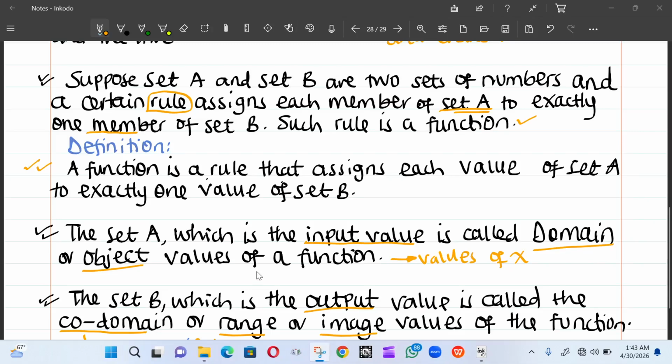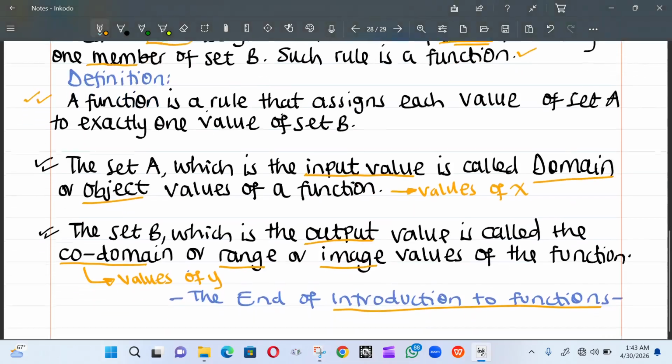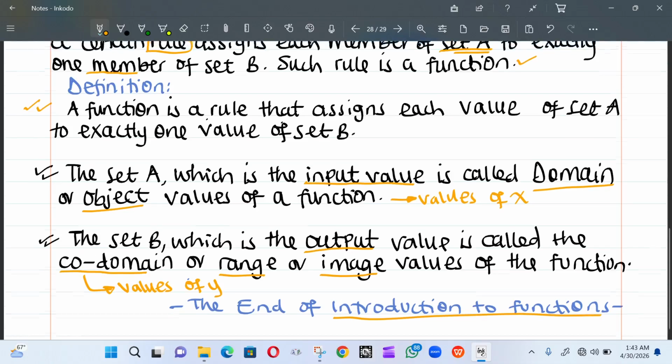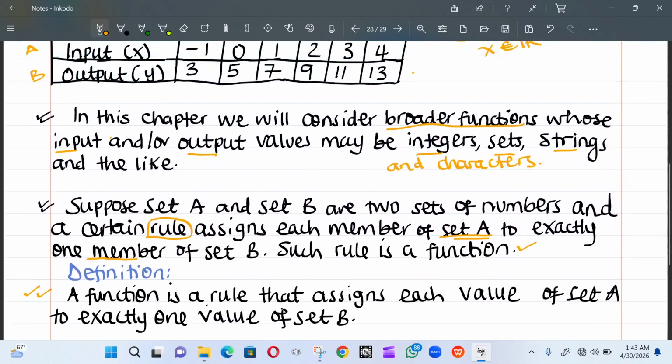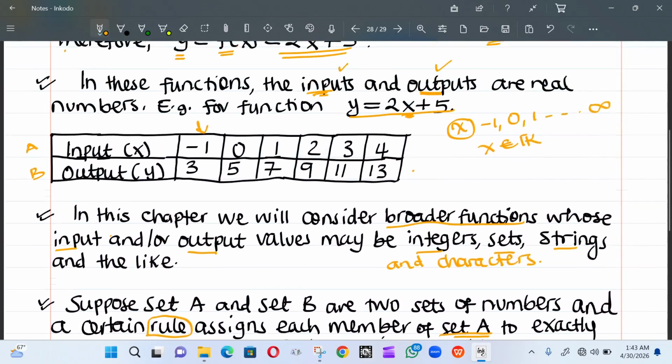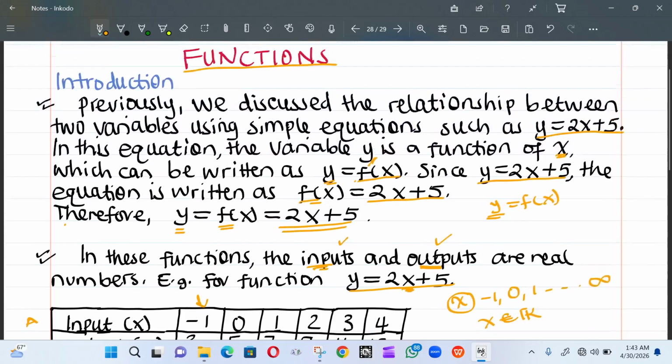So this is the end of the introduction to functions. In the next class, we shall begin working with numbers and apply all the concepts and definitions of terms that we have learned from this introduction.